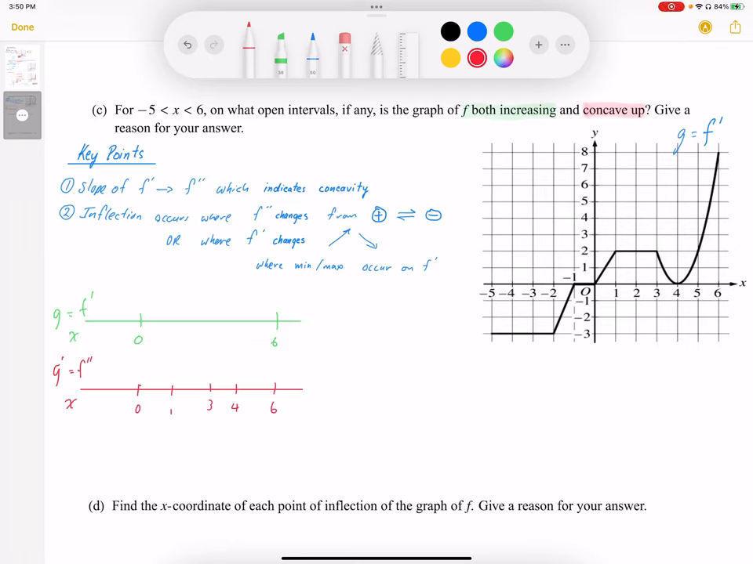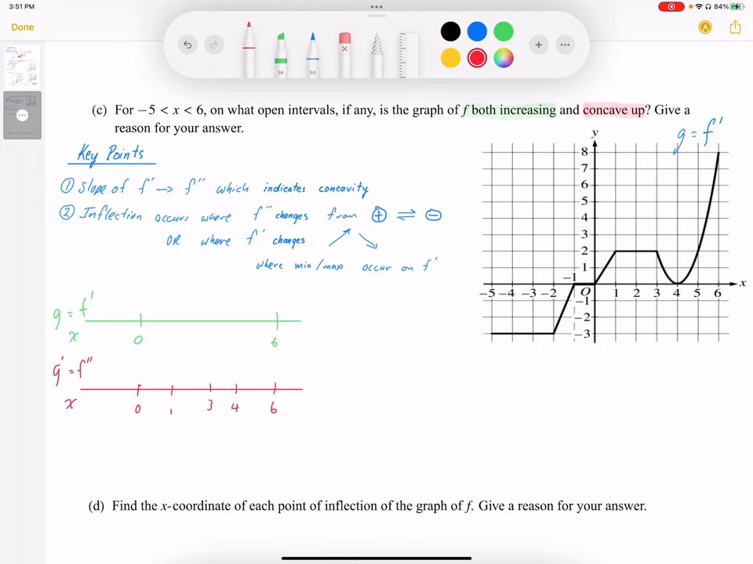3C, in the free response section, says for the interval -5 to +6, on what open intervals, if any, is a graph both increasing and concave up, and give reason. Okay, so first of all, an open interval just means that we don't include the endpoints.